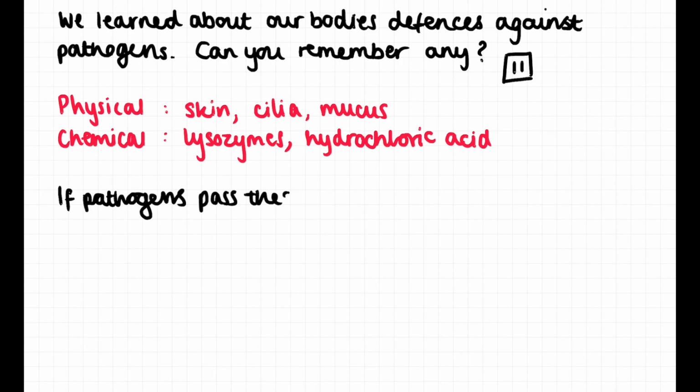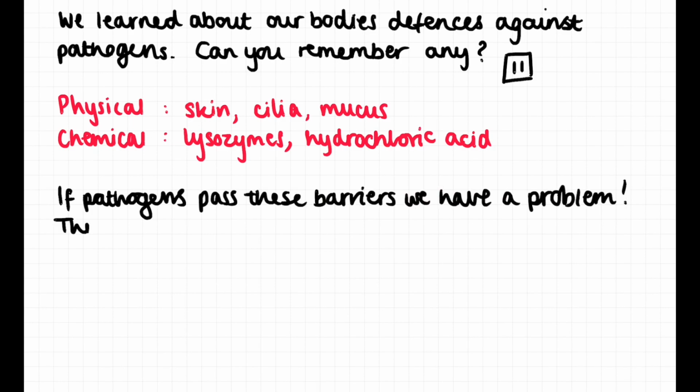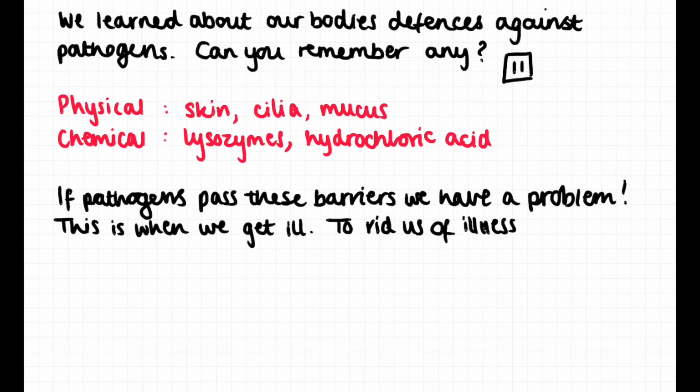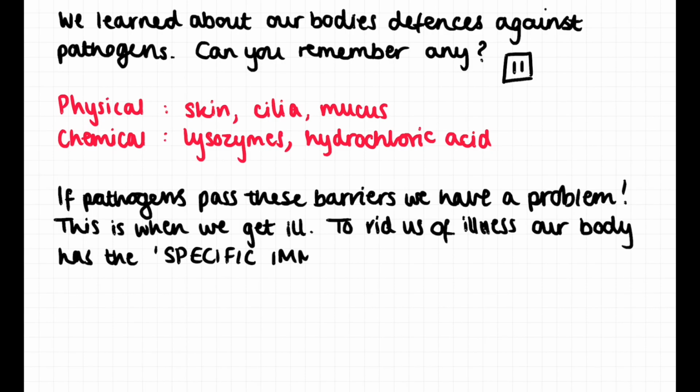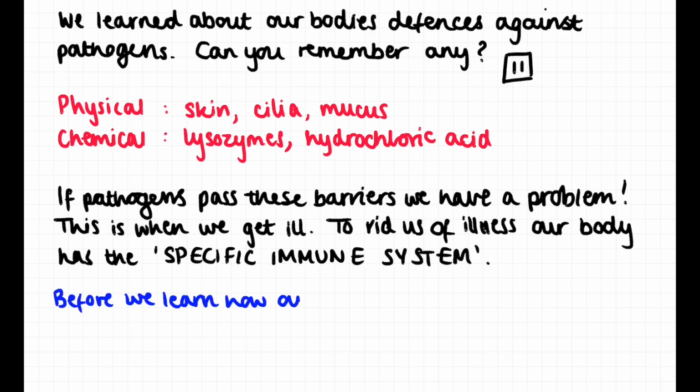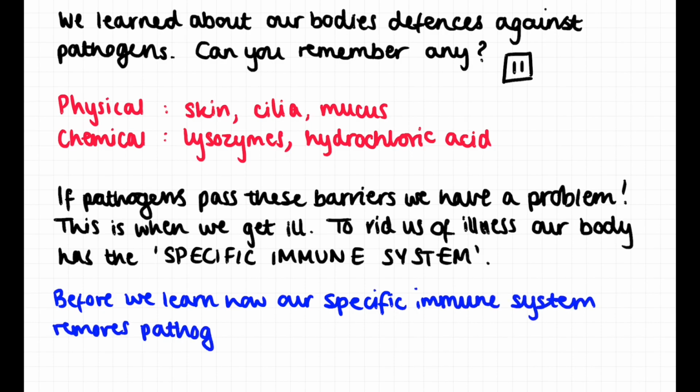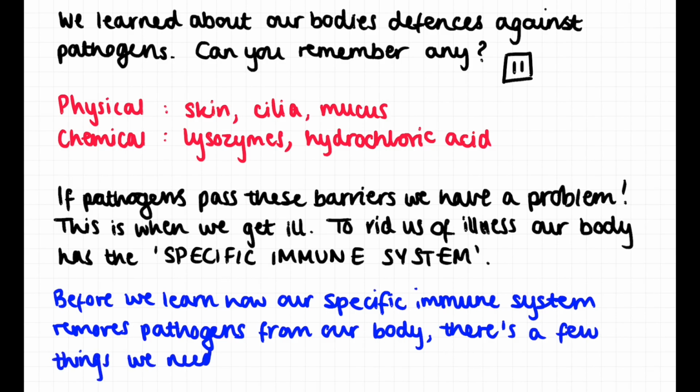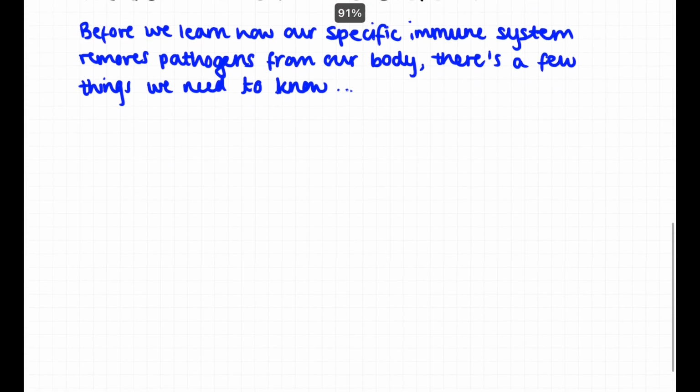These barriers are great. They protect us from loads of diseases. But if pathogens are able to pass these barriers, that's when we get ill. So in this case, we have to rely on our specific immune system to make us feel better. We're going to learn how the specific immune system fights off pathogens once they've entered our body. But before we do that, there's a couple of bits of information I need to tell you first.